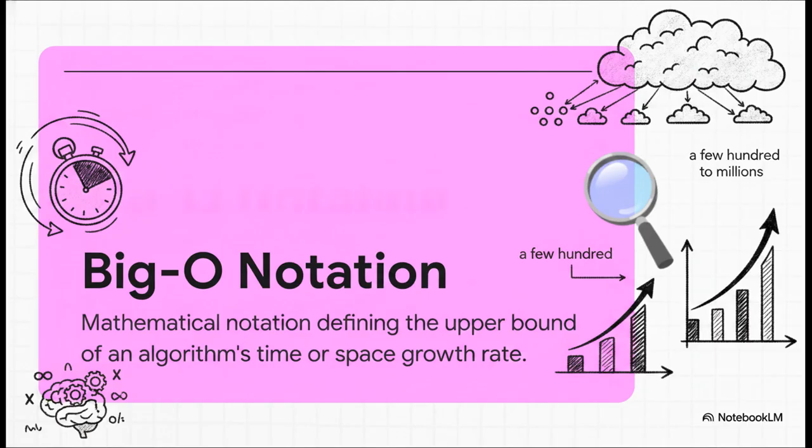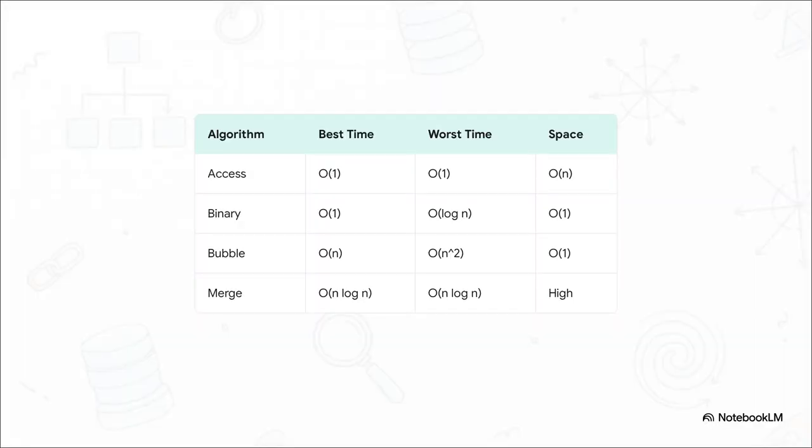It isn't about counting exact seconds on a stopwatch. Instead, it predicts how an algorithm's running time and memory space will scale as the amount of data grows from, say, a few hundred items to millions and millions of items. When we lay all this out, it's basically a programmer's practical cheat sheet.